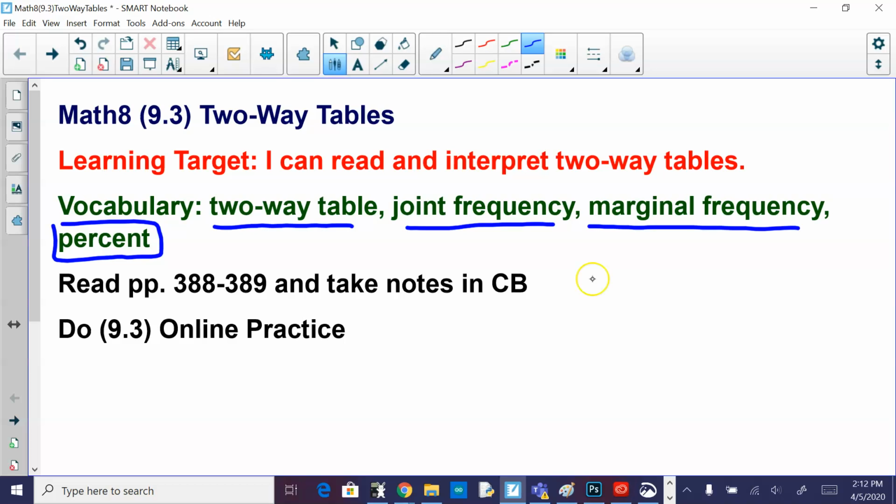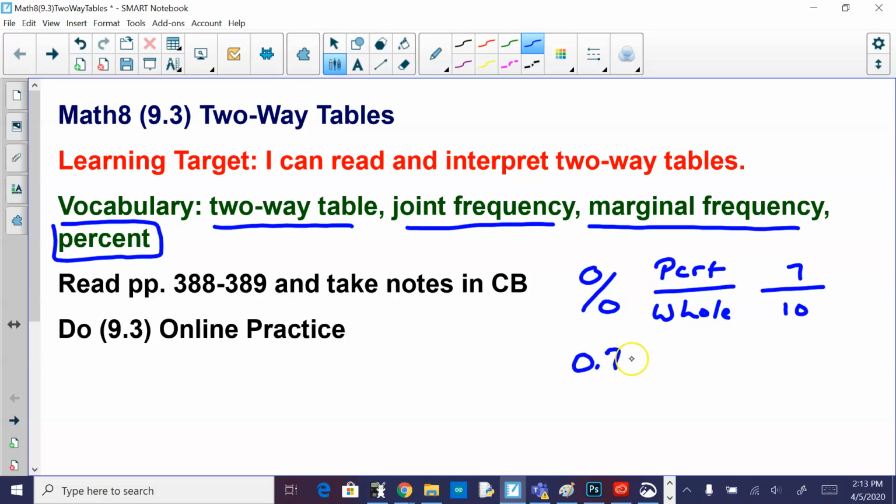Okay, just really quickly a review of percent. A percent is a part of something divided by the whole. So if our whole thing is 10 and we take 7 out of those 10, if we put that in a calculator, 7 divided by 10, we would get 0.7. If we had another invisible 0 here and then move our decimal 2 places, we would get 70%. Okay?